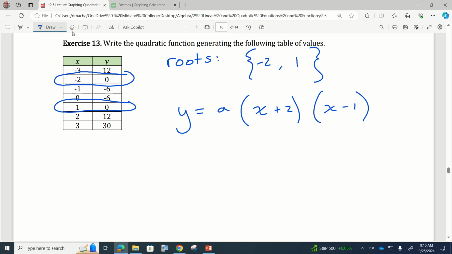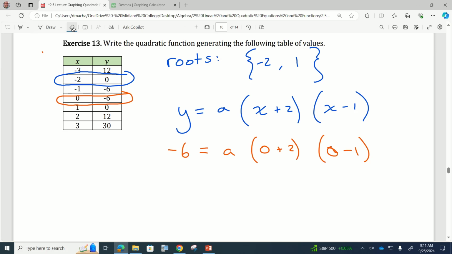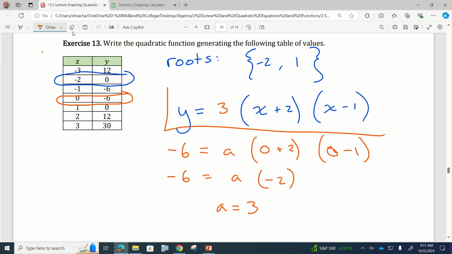I still don't know what a is, but I can figure out what a is if I just choose any other point. It doesn't matter, just pick one. And plug in the y value at that point for y, and the x value at that point for x. And this orange point I selected has x equals 0, y equals negative 6. And then in this case, I get negative 6 equals a times 2 times negative 1. So divide both sides by negative 2. A equals 3. Go back, replace my a with a 3, and that's good enough.